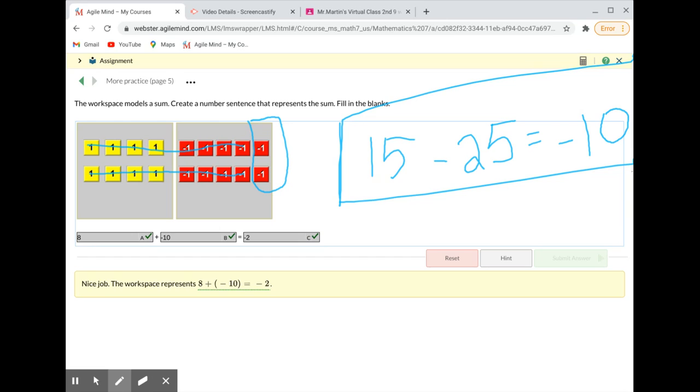Grayson's already raised his hand. Give me one, Grayson. So say you want to buy like just a scooter. Okay. Say you want to buy a scooter. Okay. It's $25 and you only have 15. So you're -$10 or you're $10 in debt. So it'd be -10. Okay.